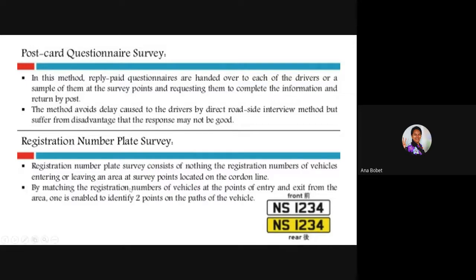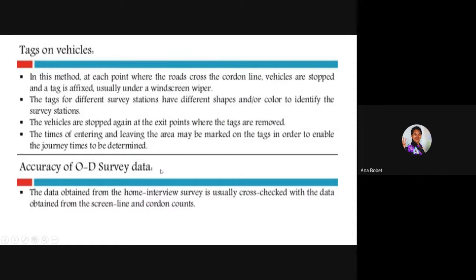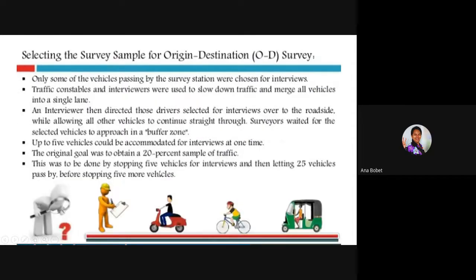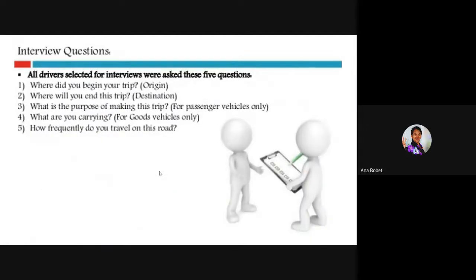And then of course, CCTV camera, you have number plate survey or tag on vehicles. Okay, so basahon na lang ninyo yung uban ha. So, ang interview question usually it goes like this. Very simple, straightforward. Where did you begin your trip? Where will you end the trip? What is the purpose of the trip? What are you bringing in your trip? And how frequent do you travel on this road? So, very simple. Then you can add more if you want.